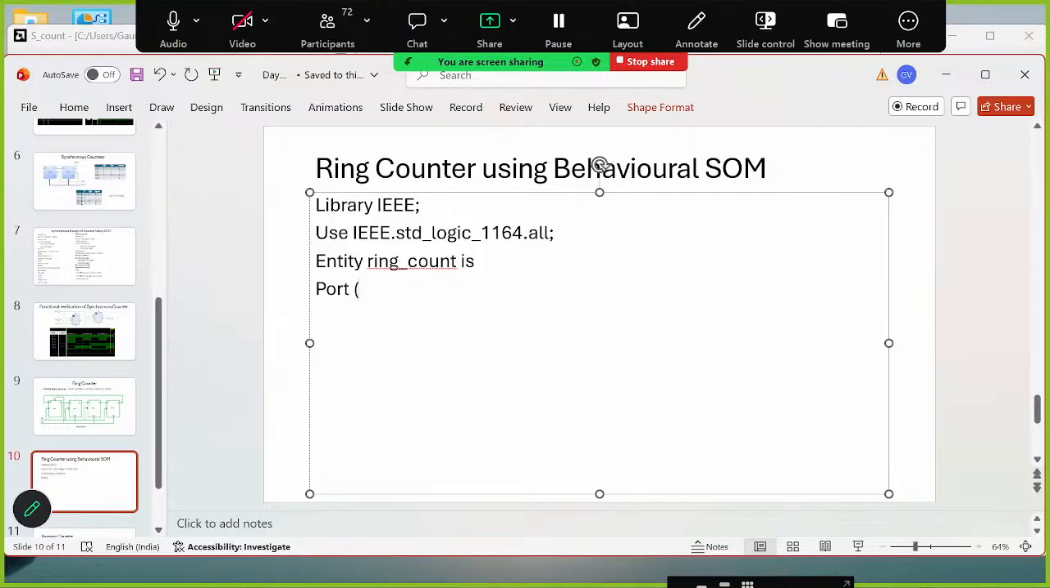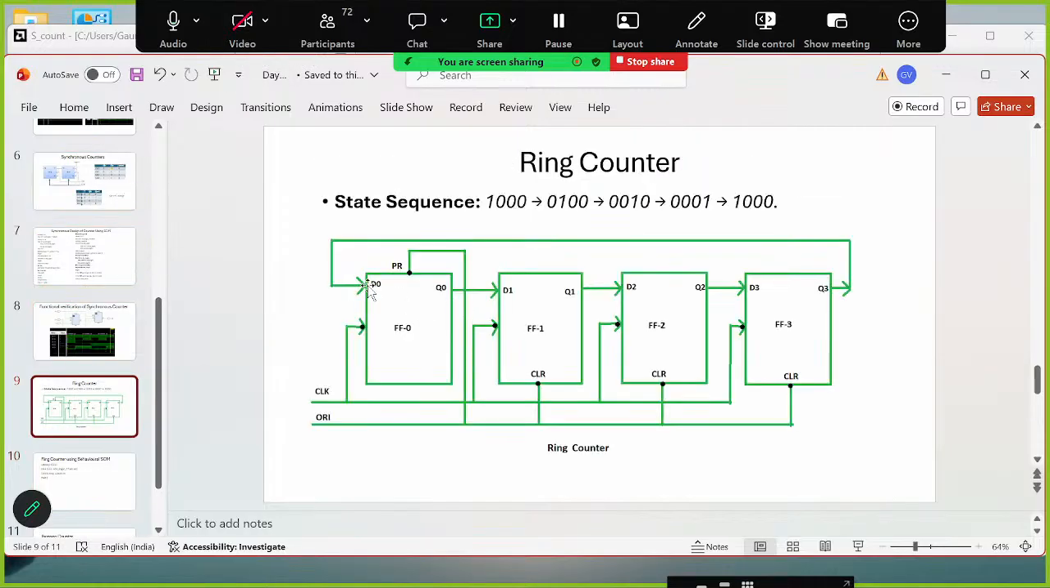We need 4-bit input. Sorry, as per this we need only 1-bit input, one input, and the rest are our intermediate signals. So we need one input and one output, just like serial in, serial out. Okay, so we need one input.